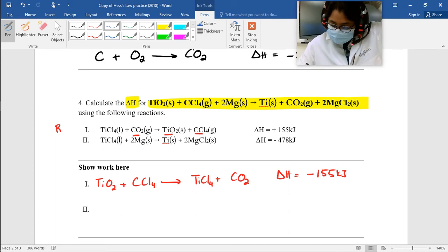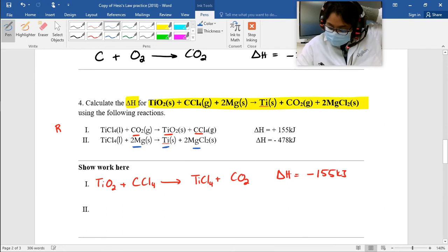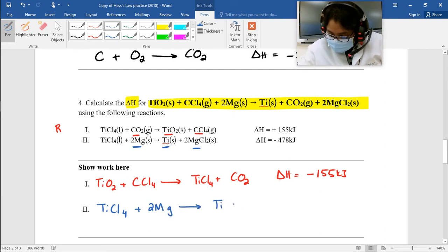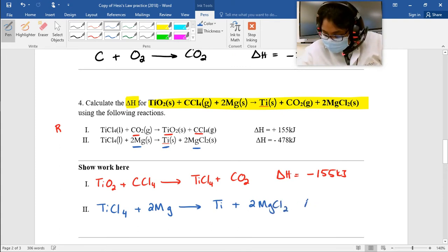And then the next one, I need the Mg, I need the Ti, and I need the MgCl2. I don't need TiCl4. The number of magnesiums is correct. The number of MgCl2 is correct. So they're also on the correct side. You don't need to do anything to this equation. So I'm going to write TiCl4 plus 2Mg goes to Ti plus 2MgCl2. Okay, the delta H stays the same because I did nothing to it.